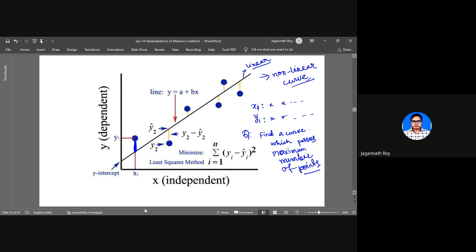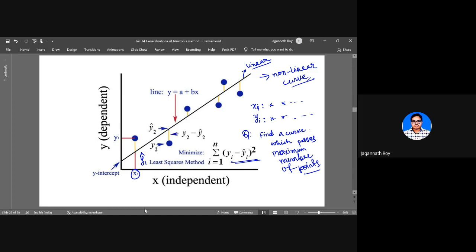So these are the errors. Sometimes it is less than, sometimes it is greater than. This is the actual value, but we are approximating here. So we are sometimes overestimating, sometimes underestimating. That is why we have to take the square term. At the x1 point, the actual value is y1, but what we are using is y1 bar.